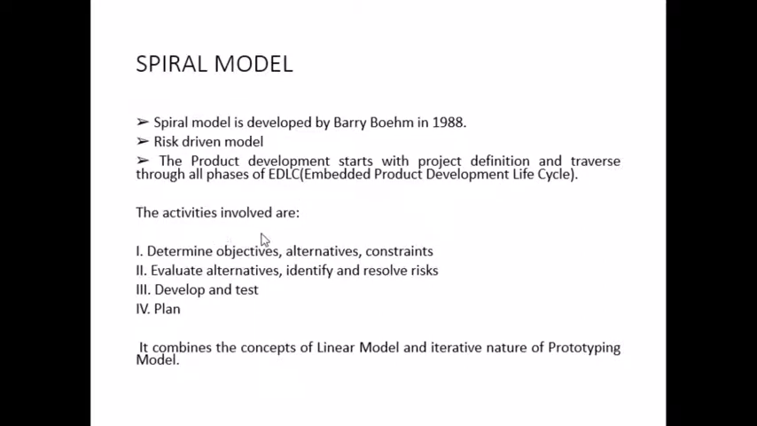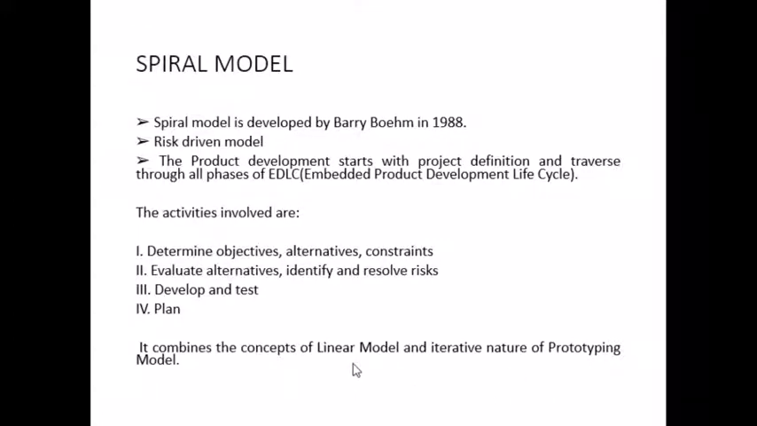The activities involved in a spiral model are mainly four. The first one is to determine the objectives, alternatives and constraints involved in the development process. The second activity is to evaluate the alternatives, and identify and resolve the risks involved. The third one is to develop and test, and the fourth one is to plan. These are the major activities involved in the spiral model.